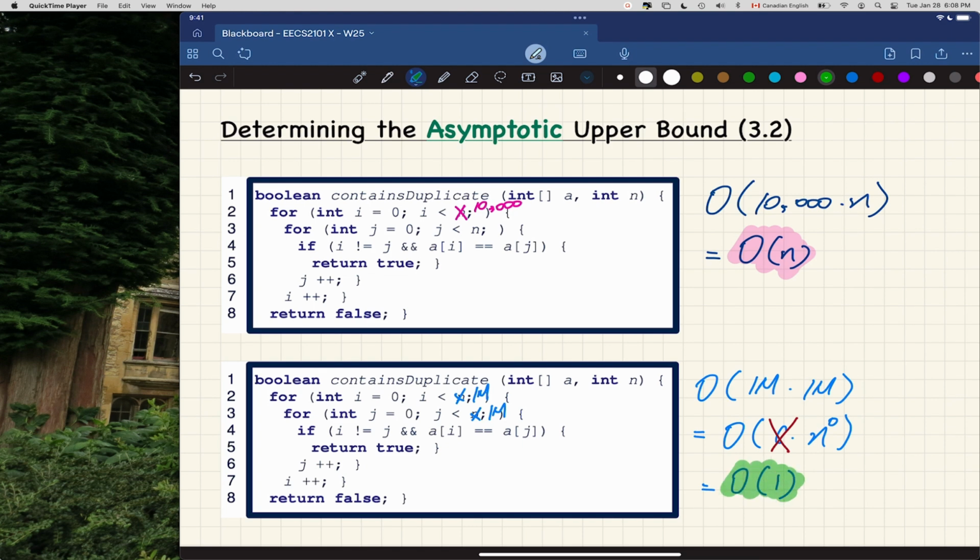Hopefully these 2 variants convince you that whenever you see code that you're supposed to analyze for the asymptotic upper bound, don't just look at how many levels of nesting you have. That's not the way to go. You really have to see how the loop counters are changing between the iterations and count. Okay?